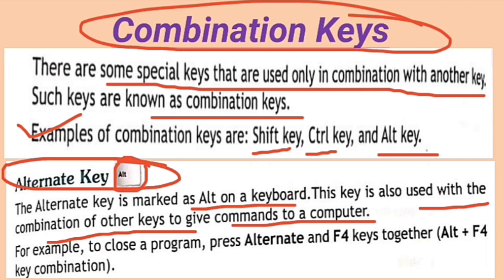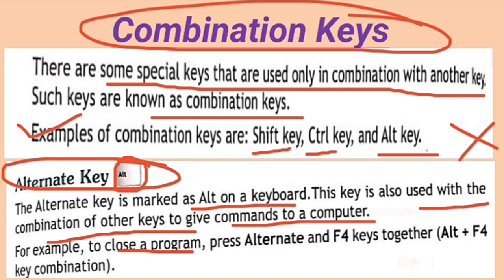If sometimes we don't want to use our mouse, or our mouse is not working properly, then what can we do? We can give those commands with the help of this alt key combination. Example, if we want to close a program when we are using the mouse, what will we do? We will click on this cross mark on the top of the document or the program, then that document will be closed.